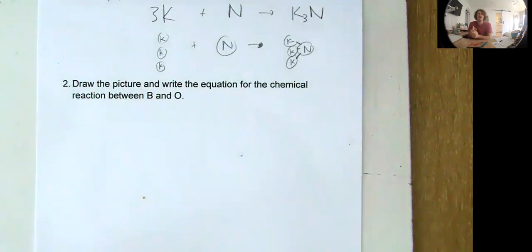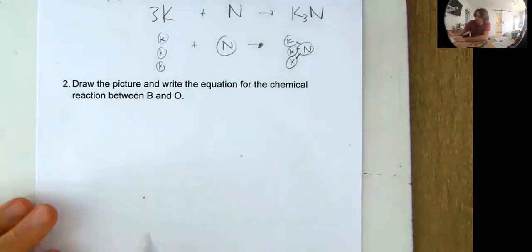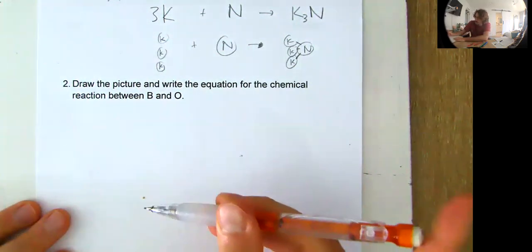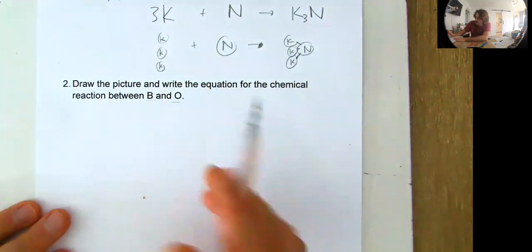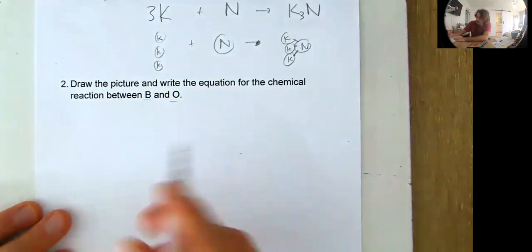All right, here's another example. You can go ahead and try this one on your own. Pause the video, and then I'm about to put the answers up right now. So we're drawing a picture and writing the equation for the chemical reaction between boron and oxygen. So here's boron.